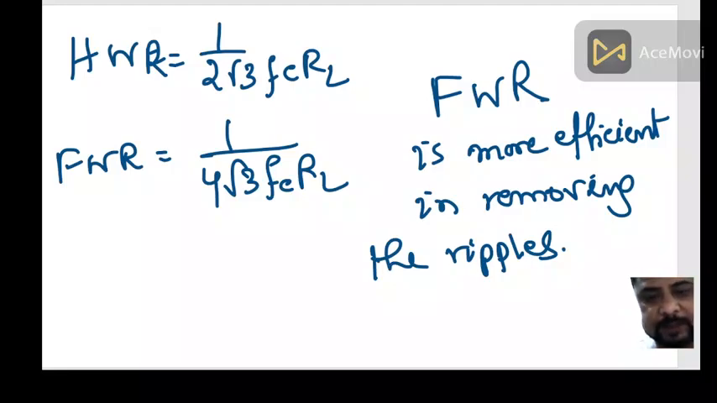So this is the calculative part of the capacitive filter. We will address some more interesting questions regarding this capacitor filter in the next video, which is scheduled to be published today itself, if everything is alright.